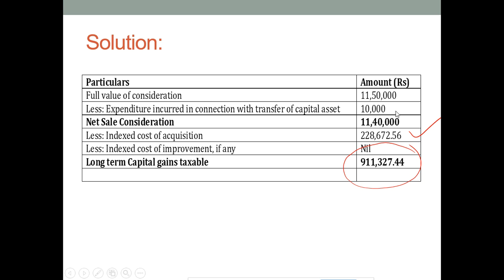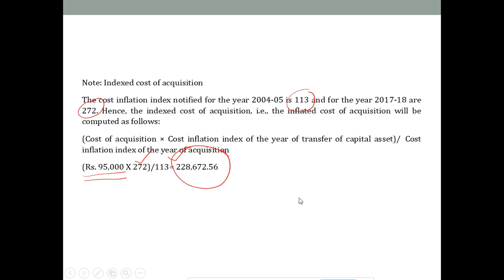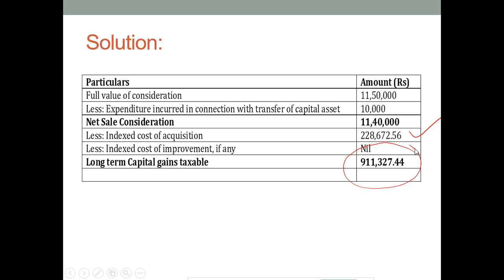So I'm repeating, full value of consideration less any expenditure incurred on the transfer of the asset. Here in this case 10,000 rupees was spent. So net sale consideration is 11,40,000. We have calculated the indexed cost of acquisition, which is 95,000 into 272 divided by 113, and it comes to 2,28,673. Indexed cost of improvement is not there, so it is nil. So long-term capital gains taxable is 9,11,327 rupees. So this is problem number 1 and its solution.